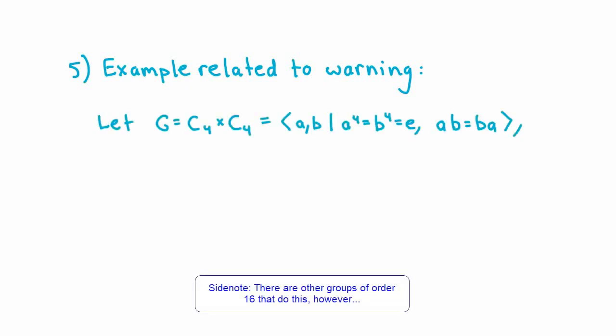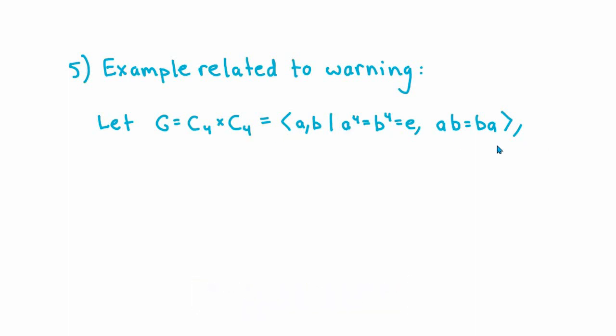So for our group G, let's pick the group C4 cross C4, which is a group that we understand pretty well. I can write it out using generators and relations as the group generated by A and B subject to the conditions that A to the 4th is B to the 4th is the identity, and that A and B commute with each other, so AB is B times A. Now, I'm not going to prove it for you right now, but this is a presentation of this group.